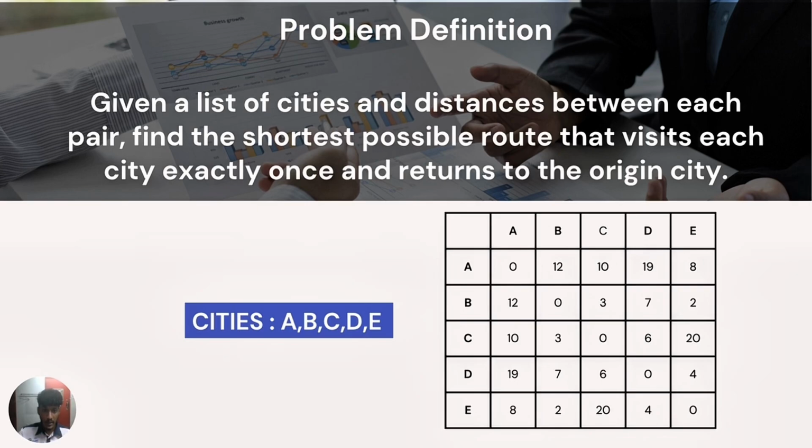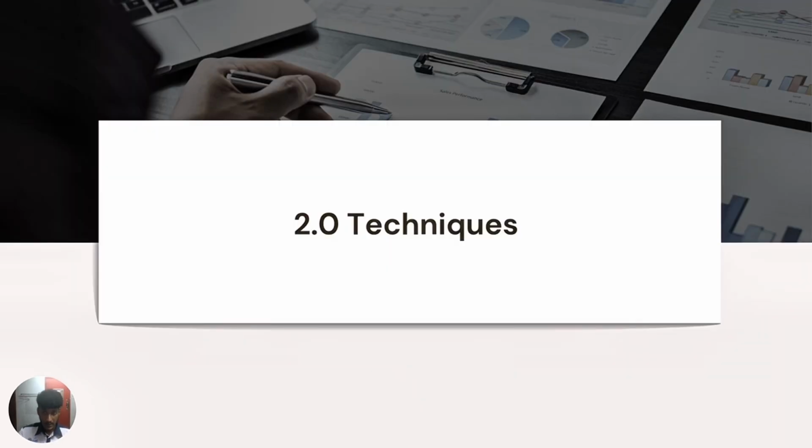So the cities are A, B, C, D, E. We can see that from city A to B, the distance is 12. So we can go to the next. In our case study, we will demonstrate how the traveling salesman problem can be solved using two different algorithm design strategies: brute force, the simplest and most straightforward method, and dynamic programming, which is a more optimized approach that saves time by using memory.